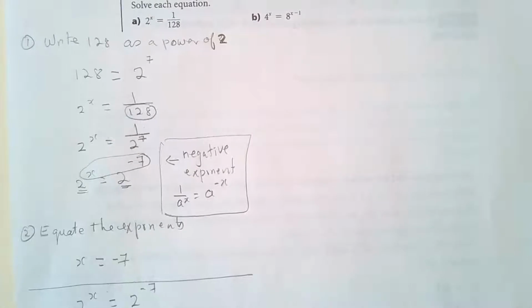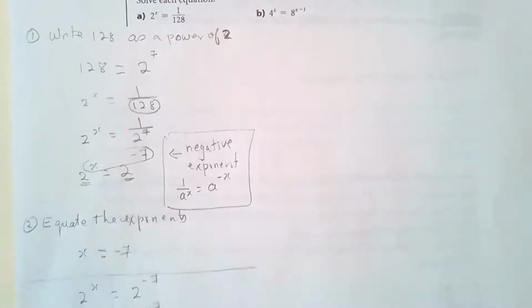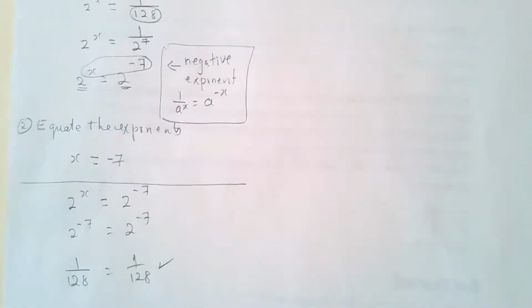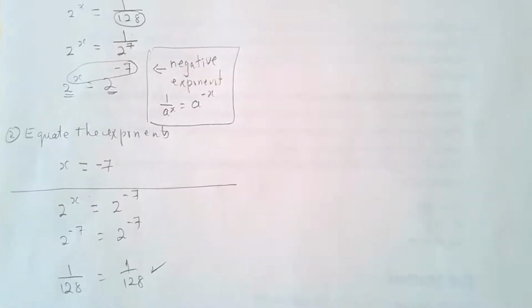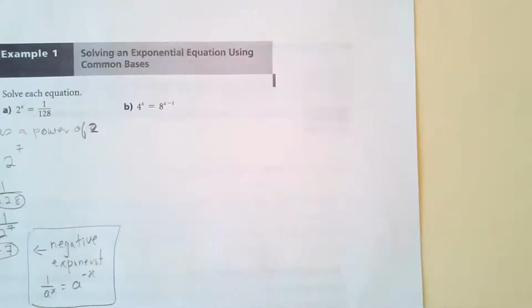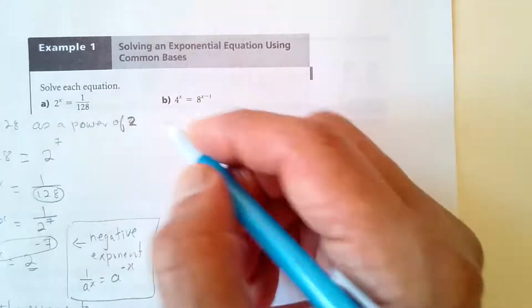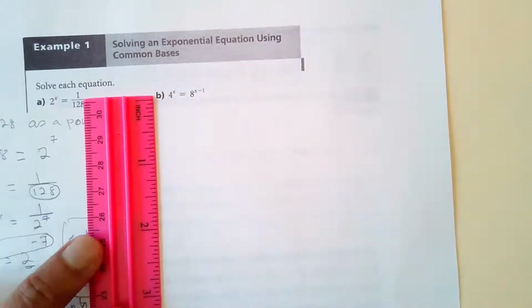Which is 2 to the 128 is equal to 1 over 128. So it's a test, okay, a test to make sure you're on the right path. Okay, let's look at the next question. We'll just put a line across here.